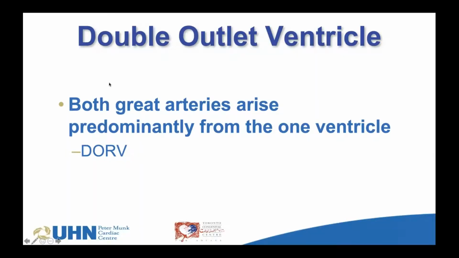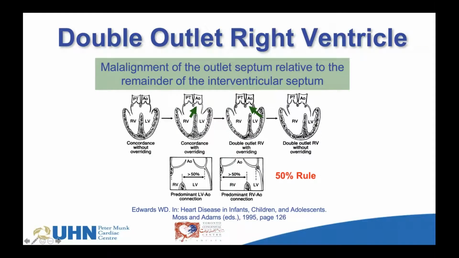How do we define double outlet ventricle? In the setting of a double outlet ventricle, both great arteries arise from predominantly one ventricle. Again, there's no overriding here. You just have a ventricular septal defect. You have a mild overriding or malalignment of the outlet septum relative to the remainder of the interventricular septum, for instance, in the setting of tetralogy of Fallot.